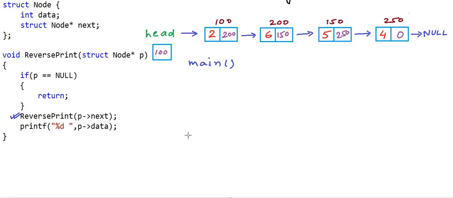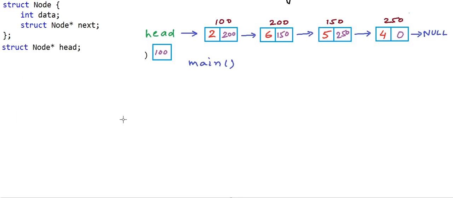So let us now see how we can implement the reverse function using recursion. Let's say, for the sake of simplicity in implementation, that head is a global variable, so it is accessible to all the functions. Now we will implement a function named reverse that will take the address of a node as argument. Initially we will pass the address of the head node to this function.